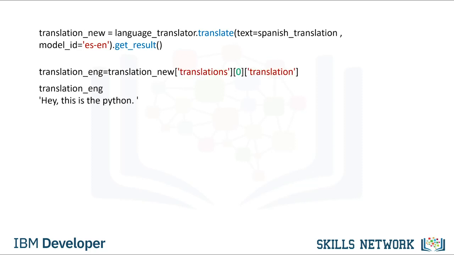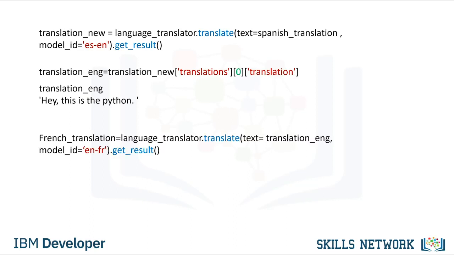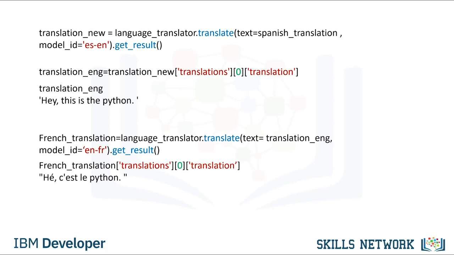The result is a dictionary. We can obtain the string with the text as follows. We can then translate the text to French as follows.